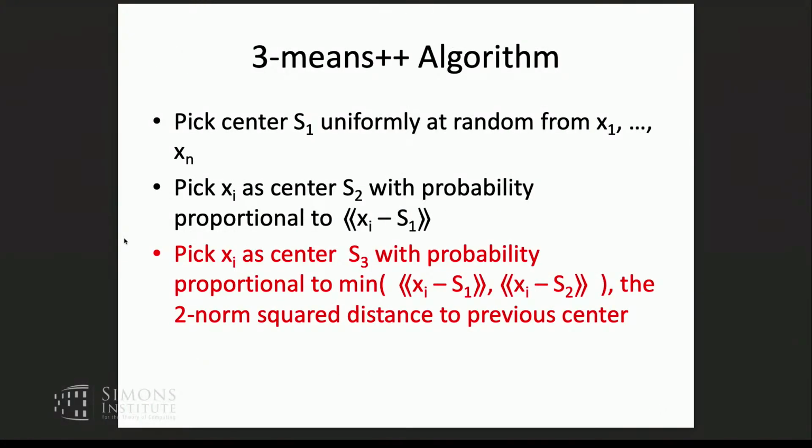All right. So now on to k-means++. So now I want to select my third center with distance proportional to its distance to the nearest of the two previous centers.